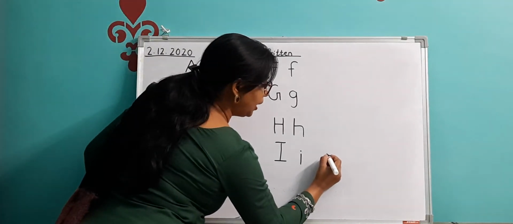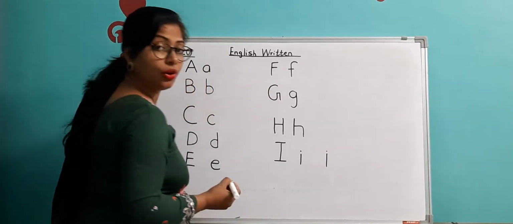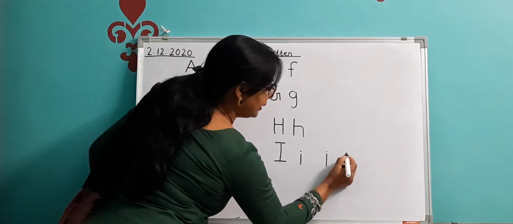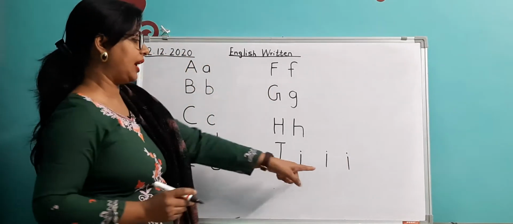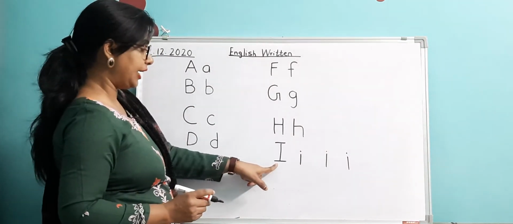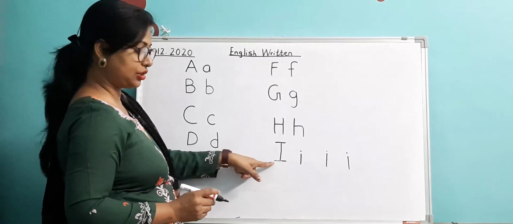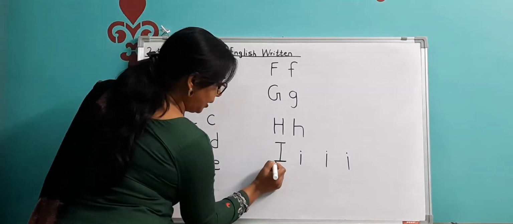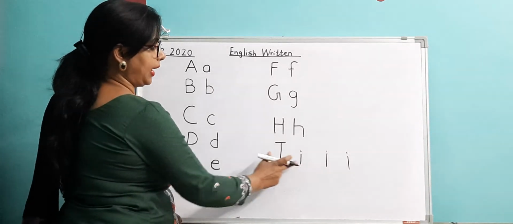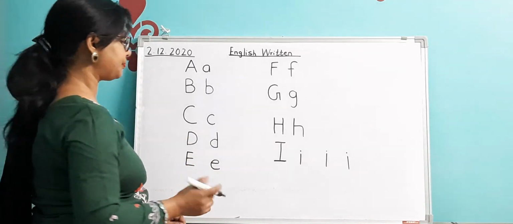How do you write small i? Standing line and a dot. Okay, once again, standing line and a dot. So now this is small i. Okay, and capital I you write standing line and sleeping line on the top and sleeping line at the bottom. Okay, so this is capital I, this is small i. Now after I comes J.